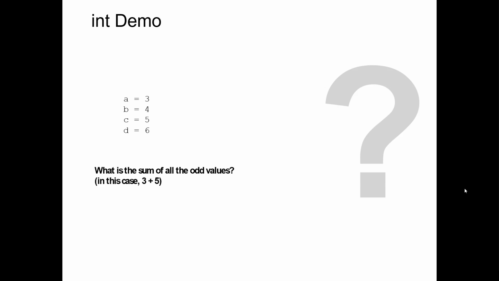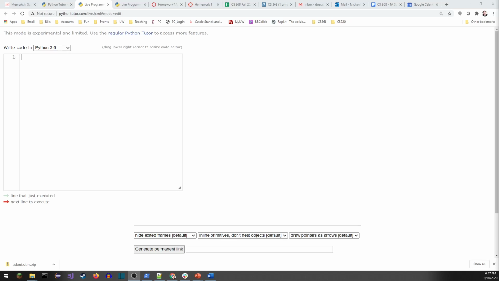Let me just tell you a little about it. All we're going to do is take these 4 variables that have the values 3, 4, 5, and 6 assigned to them and write a little code that sums up the odd values. In this case, it'll be 3 and 5. We should get 8 as the answer. Let me hop over to Python Tutor and we'll get started.